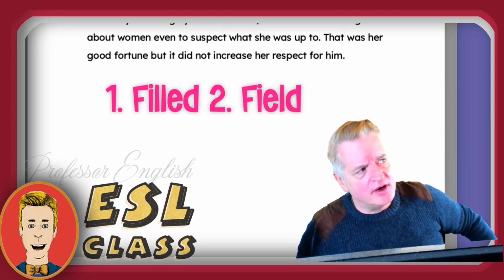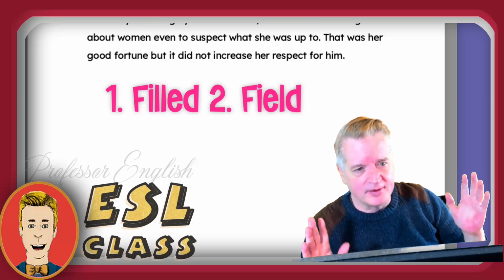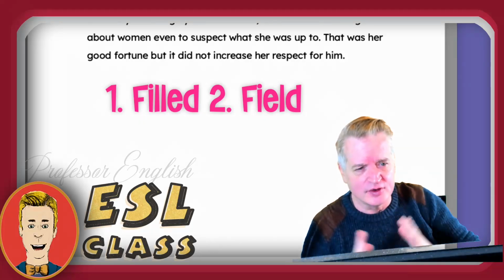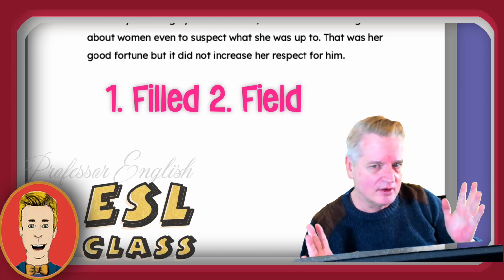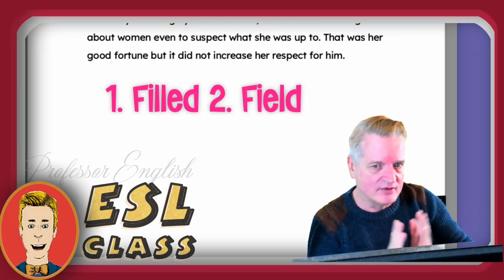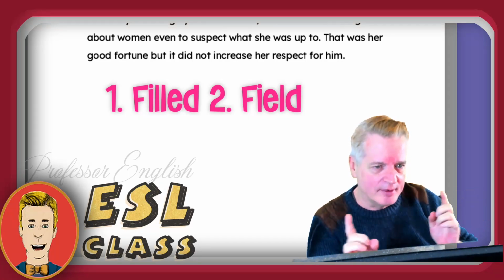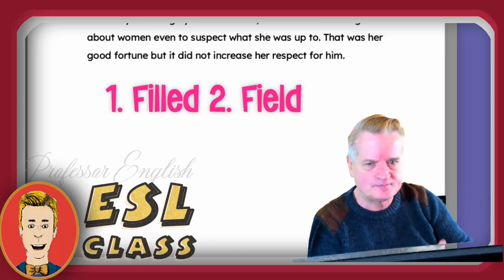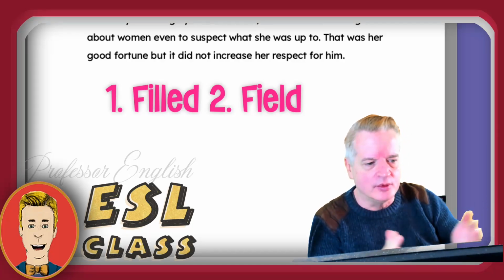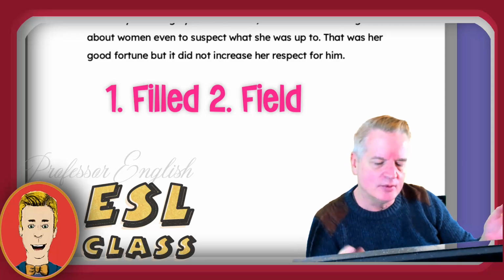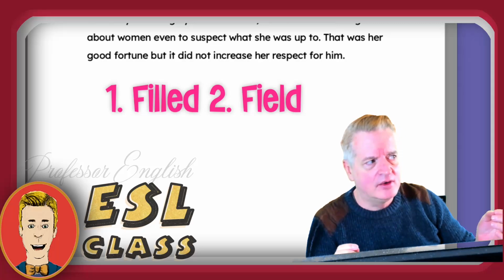All right. Well, okay. First, here's one difference. There are a couple of differences. The first difference is the duration. Listen to the duration of the sound of that vowel. And then you tell me which one is big and which one is small. Number one, filled. Number two, field. Which one is big and which one is small? Two is big and one is small. It's okay. Field and filled.